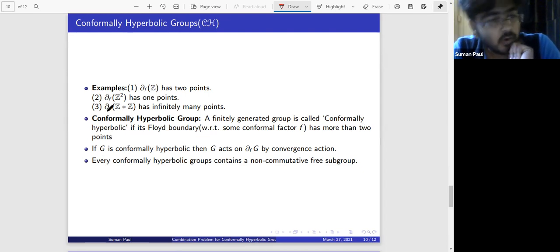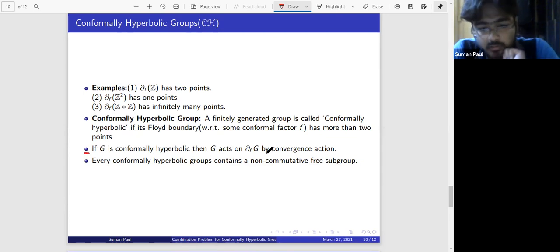Examples: all the hyperbolic groups which are not cyclic, because the Floyd boundary is basically the Gromov boundary. Then the Gromov boundary contains more than 2 points, and so the Floyd boundary will contain more than 2 points. And this is an important result by Karlson.